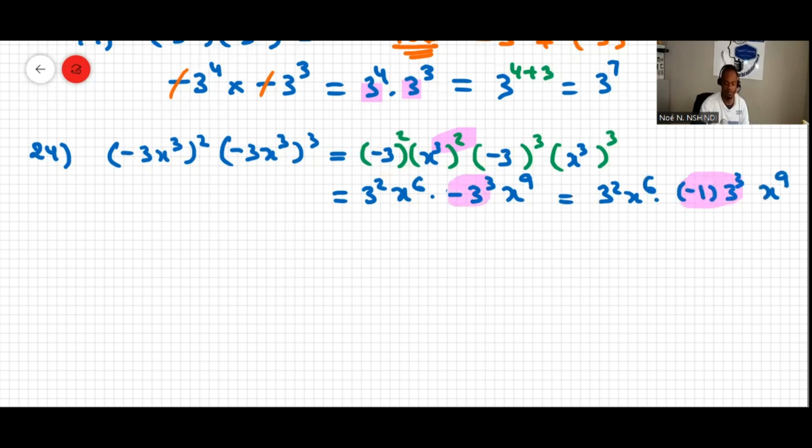Now, you can combine the like terms. 3 squared and 3 cubed makes 3 to the power of 2 plus 3. And then with the negative times -1 makes negative there. And then that makes x to the power of 6 plus 9. So the answer will be -3 to the power of 5, and then x to the power of 15.